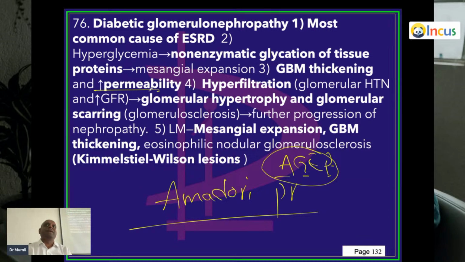Don't tell me, sir, if GBM is thin, permeability will increase, or if it is thick, it will. Medicine is a subject like that. Thickening also leads to increased permeability. And there's hyperfiltration.